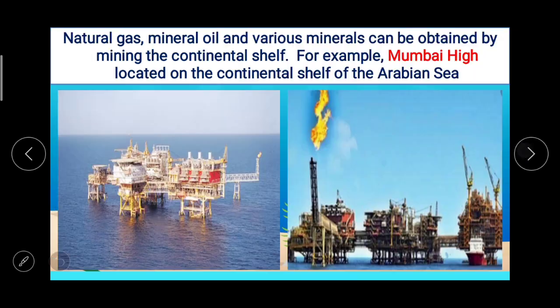Next, natural gas, mineral oil and various minerals can be obtained by mining the continental shelf. For example, Mumbai High, here you can see pictures of Mumbai High located on the continental shelf of the Arabian Sea. It is a source from where we obtain mineral oil and natural gas.